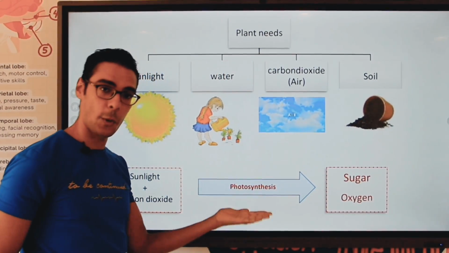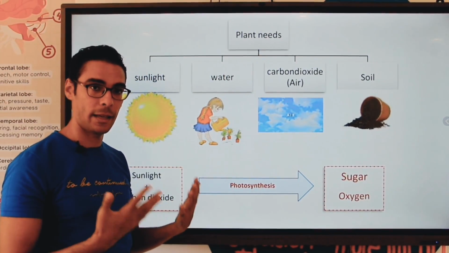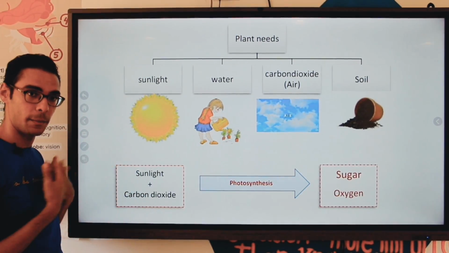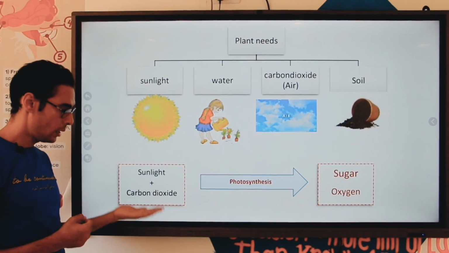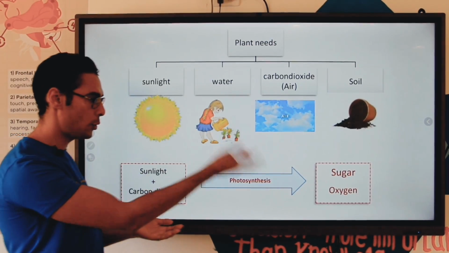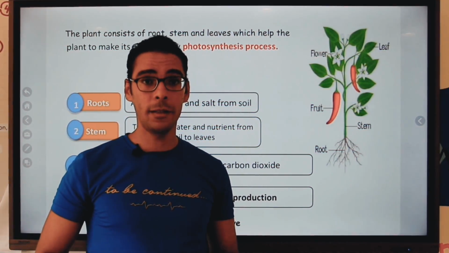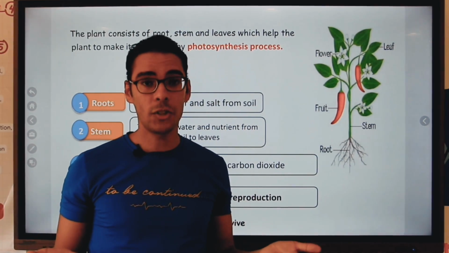So this is just a summary about the previous part. The photosynthesis process is the process by which the plant makes its own food. It takes some of the ingredients the plant needs, like the sunlight and the carbon dioxide, to produce sugar and oxygen.